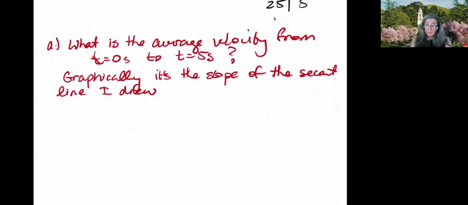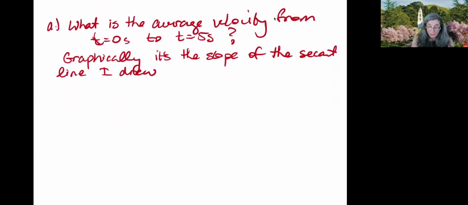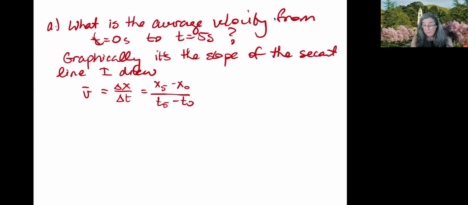So what's the average velocity from t equals 0 to t equals 5? We do it the same way. Delta x over delta t, my new x sub 5 minus x sub 0, t sub 5, which is just the 5 seconds, minus t sub 0. This time x is t squared, so 5 squared minus 0 squared over 5 minus 0. So 25 meters squared, right?